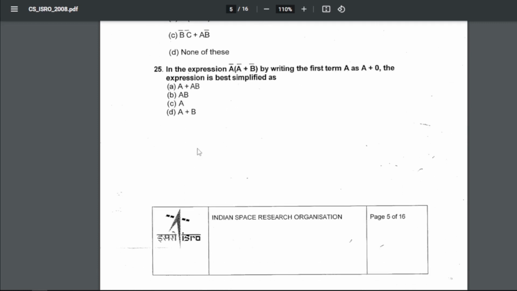Question number 25 is, in the expression A bar into (A bar plus B bar), by writing the first term A as A plus 0, the expression is best simplified as what? So for 25 our answer should basically be A bar, but I think there was some misprint. So yeah, the answer was A bar basically.